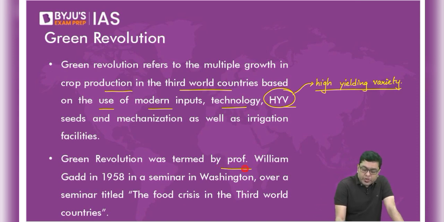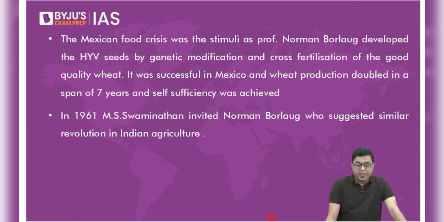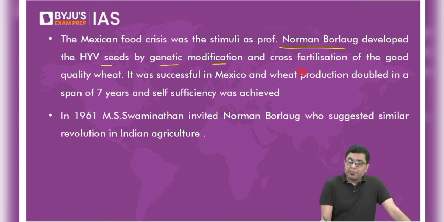Now, the term green revolution was coined by William Gaud in 1958 in a seminar in Washington over the food crisis in the third world countries. This was then worked upon by Professor Norman Borlaug, who developed the high-yielding variety seeds by genetic modification and cross-fertilization of good quality wheat.